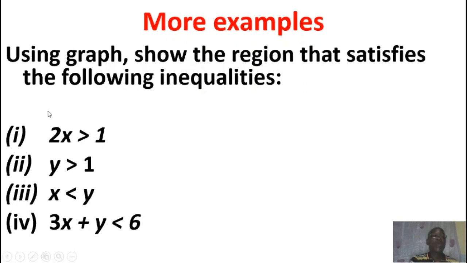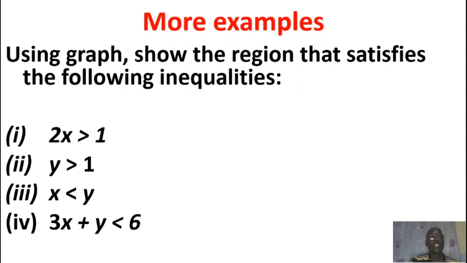So the first inequality here says 2x is greater than 1. Second one, y is greater than 1. Next one, x is less than y. You have to be very watchful here while we are doing it. Here we say x is less than y. Most of the time, students find it difficult to represent this on the Cartesian axis. So the last one says 3x plus y is less than 6.